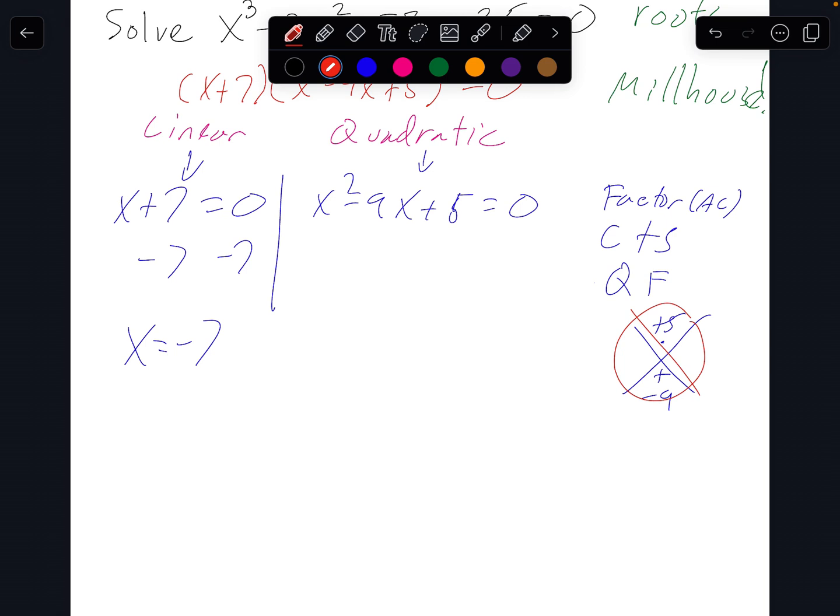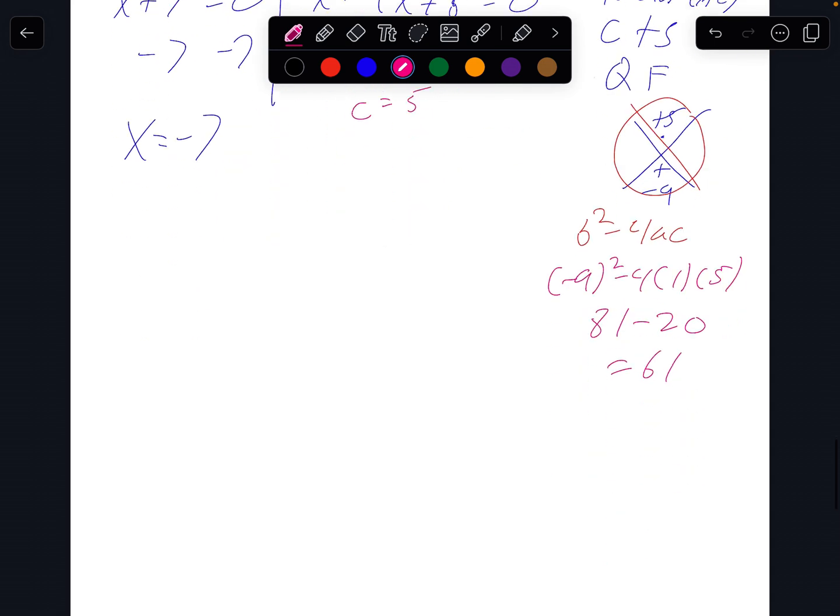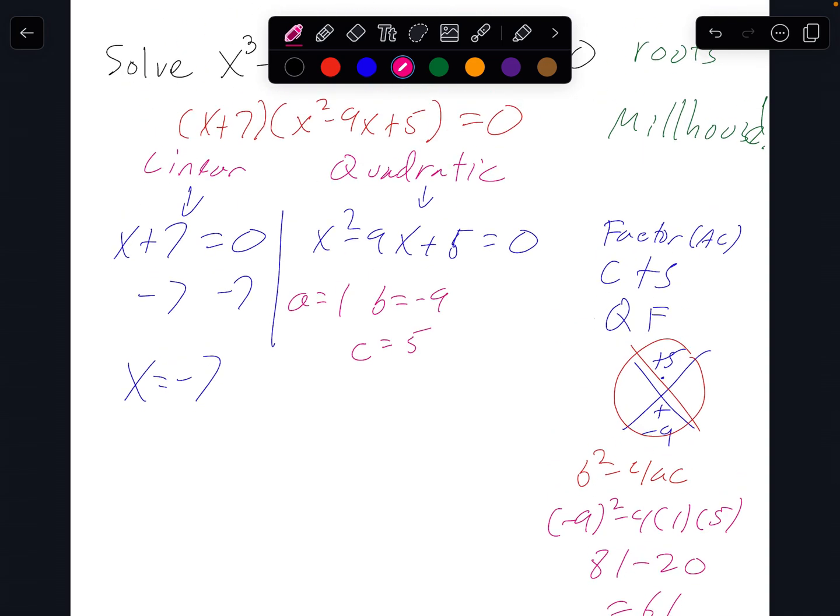In addition to that, we can calculate the discriminant b squared minus 4ac, which is going to be, after figuring out that a is equal to 1 and b is equal to negative 9 and c is equal to 5, negative 9 squared minus 4 times 1 times 5, 81 minus 20 is equal to 61. This is a positive, non-perfect square, which means that this equation is not a factorable quadratic equation.